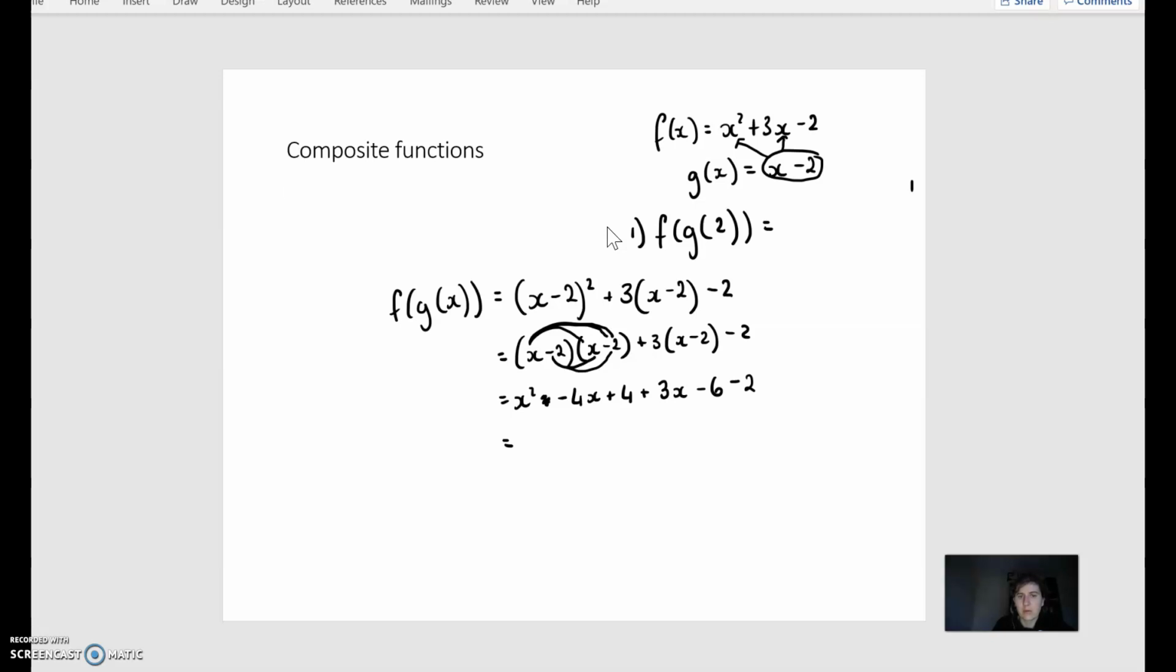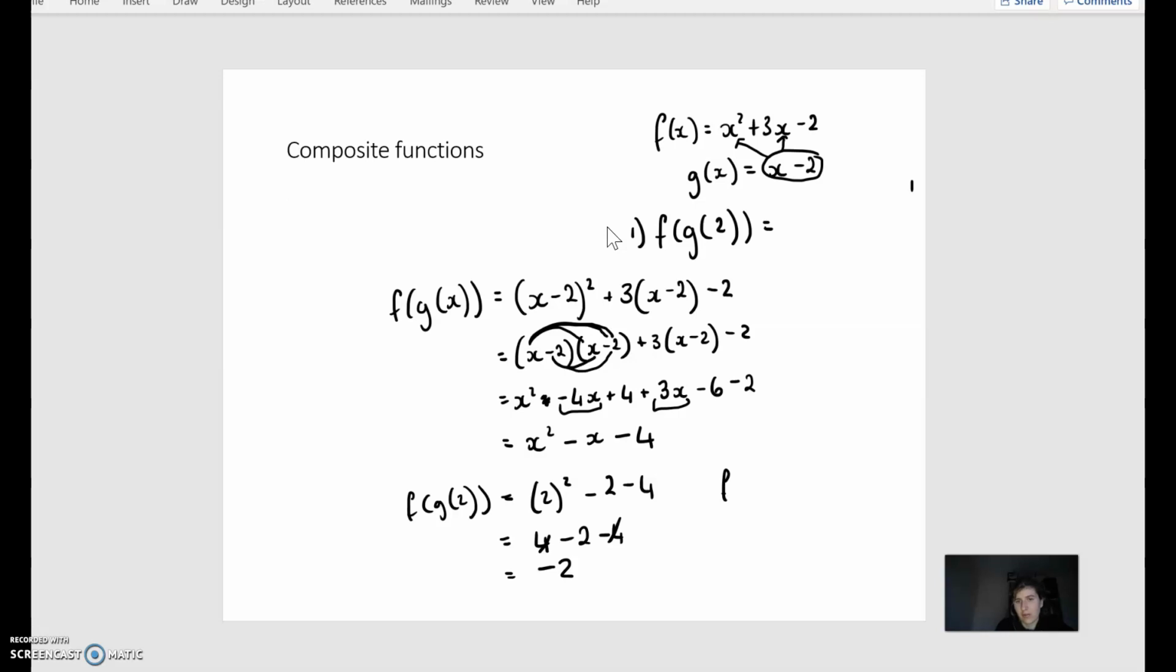Okay, if we group this all together, we get x squared minus x from the negative 4x and the plus 3x, minus 4 minus 6 is negative 2, minus another 2 is negative 4. Okay, so minus 4. From there, then we haven't just answered the question because we want to find f of g of 2. So then we can go through and we can sub in 2. Okay, that makes 4 minus 2 minus 4, which gives you negative 2 as your answer. Okay, so f of g of 2 is equal to negative 2.